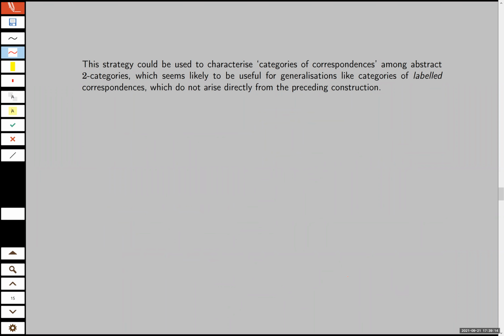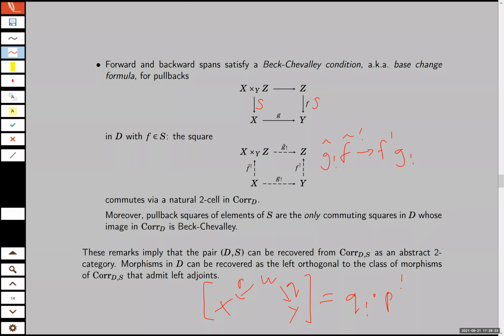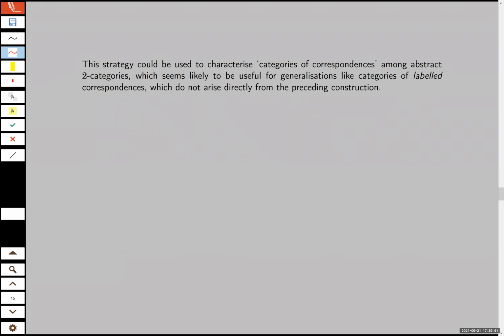Basically, I'm going to move on to the results section now, but one future direction is that one can probably expect to be able to use the last comments I made, about identifying the wrong way maps and right way maps and the Beck-Chevalley squares, to characterize categories of correspondences among abstract 2-categories. And this is going to be useful, I think, for talking about generalizations like categories of correspondences equipped with a coefficient, which are actually necessary for getting to most of the interesting examples. And I'll give some more information about that in the next segment.